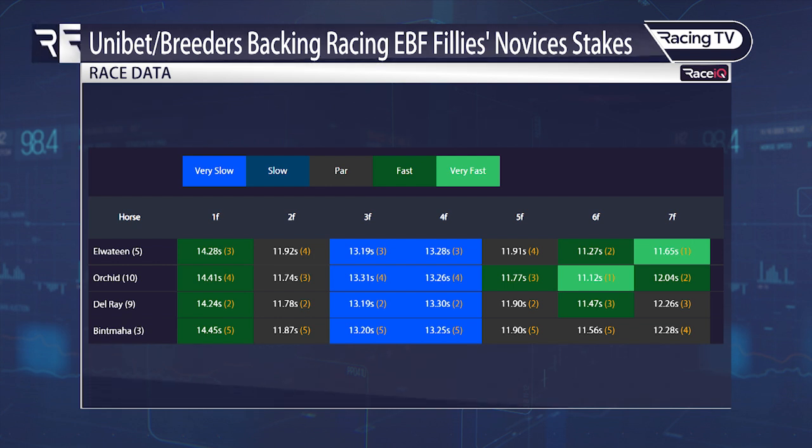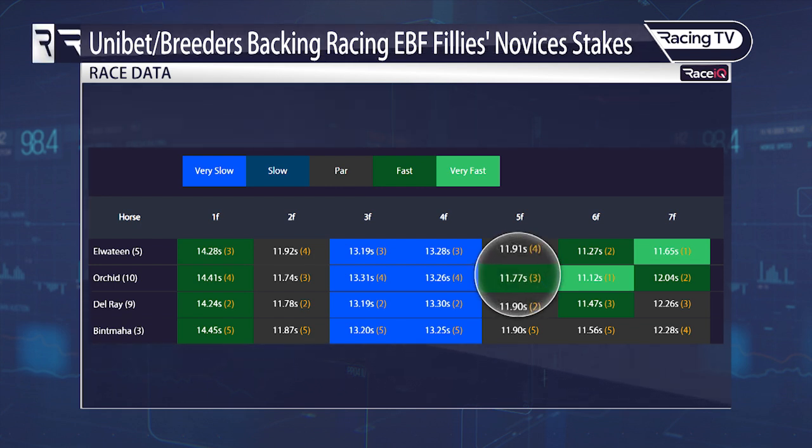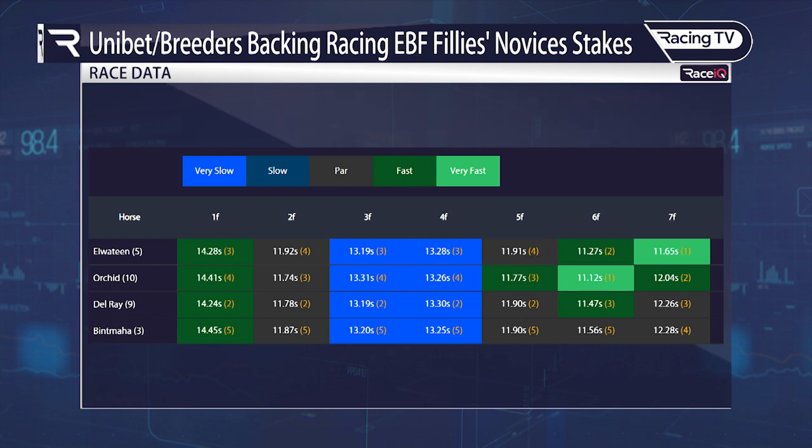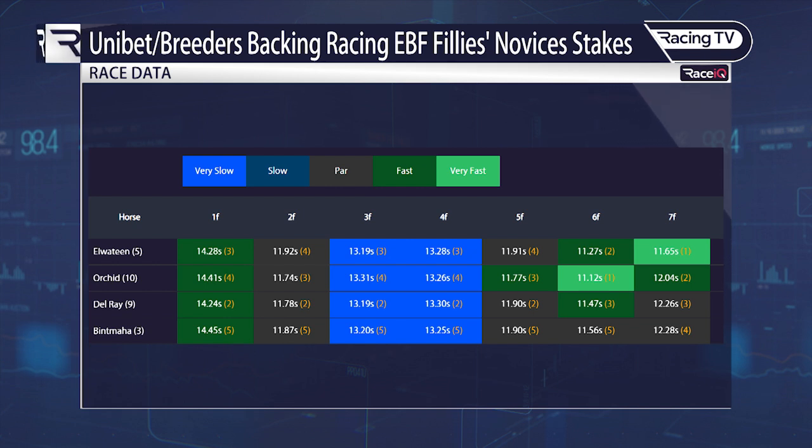But look where Orchid made that move. The sectionals show it perfectly. Orchid went 11.77 in that fifth furlong, with Elwateen 11.91, Del Rey 11.9. That's where Orchid made the move. The move was sustained with a very fast second last furlong of 11.12, but then she paid for it in the last furlong with a 12.04, allowing Elwateen to be very fast in the last furlong and get back up. Orchid will win a race in the near future. Elwateen will go on to better things.